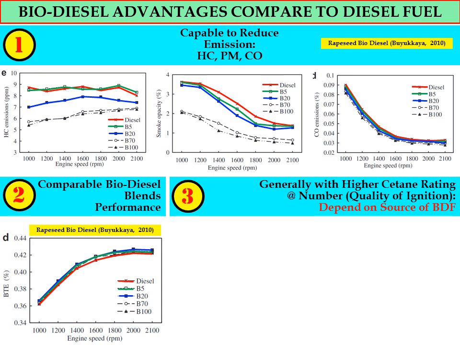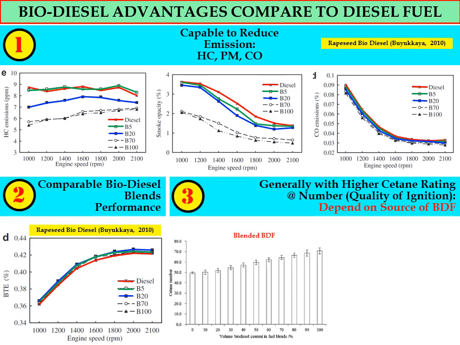Okay, then we have the third advantage. Generally, biodiesel fuel will have higher cetane rating number. So cetane rating number represent the quality of ignition. So if the quality of ignition increases, the combustion performance of the engine will increase. However, this depends on the source of biodiesel fuel.